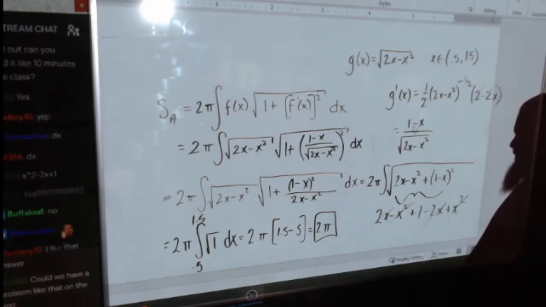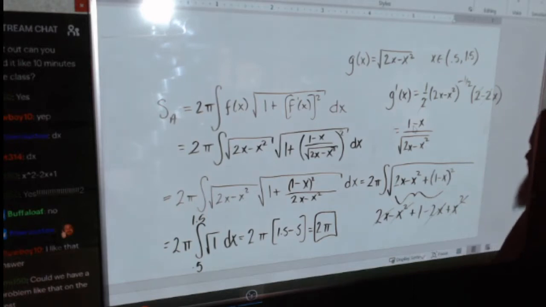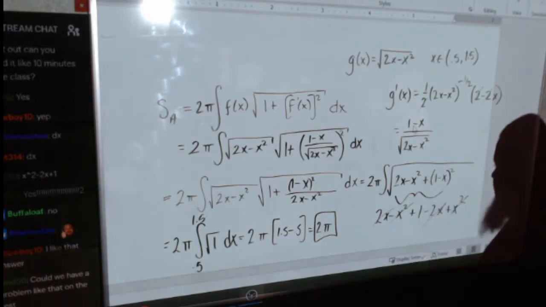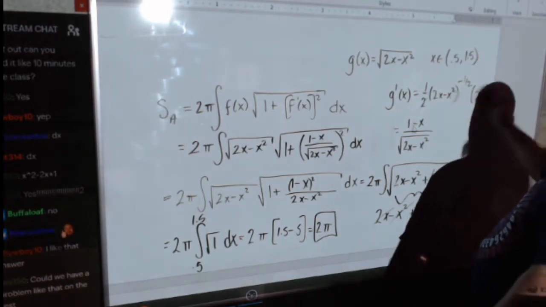Could we have a problem like that on the test? I don't know. The test is already made. I'll tell you, like I said, when we're done, what the problems will be, or at least what types to expect. All right. So I don't see anybody asking questions about this guy. What other questions would you like me to go over?